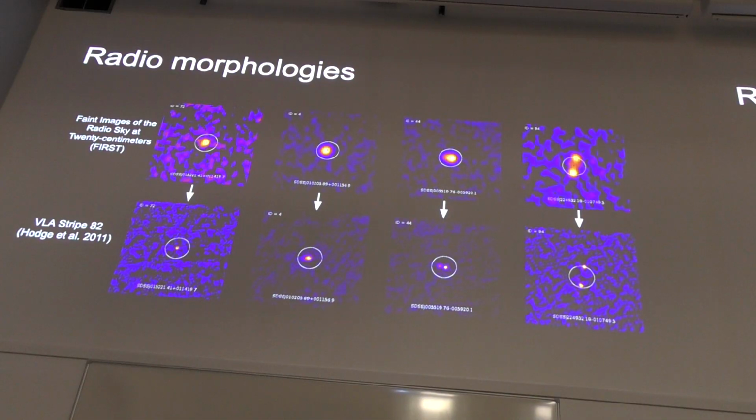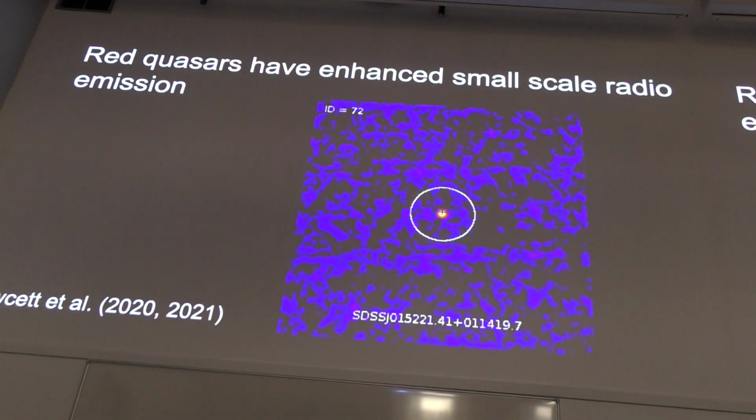And in one of my papers, I use high resolution radio data. So this is like, if you need glasses, you put your glasses on, you get a sharper image, and so we can really start to resolve these radio morphologies. And what I find is that the majority of these dusky red quasars have very small scale radio emission compared to blue quasars. So they seem to preferentially have radio emission, but on very small scales.